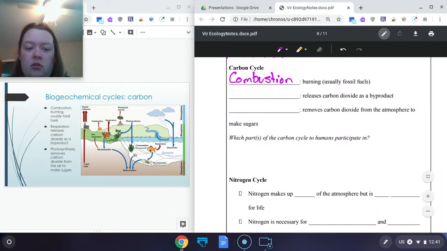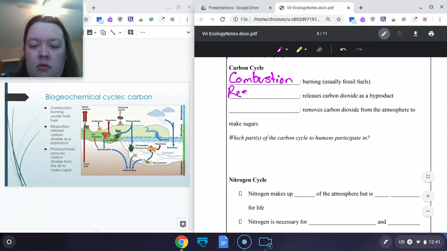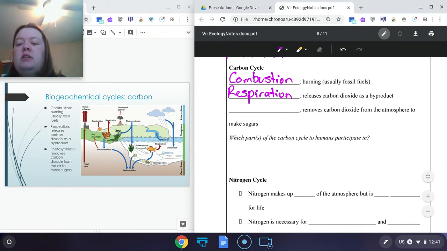Another process in the carbon cycle is called respiration. And this releases carbon dioxide into the atmosphere as well. So humans, when we breathe, we're doing respiration, and we release carbon dioxide into the atmosphere.